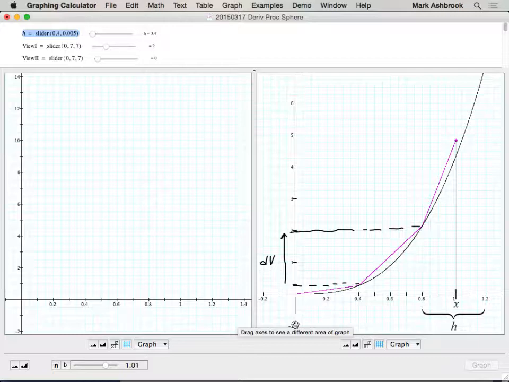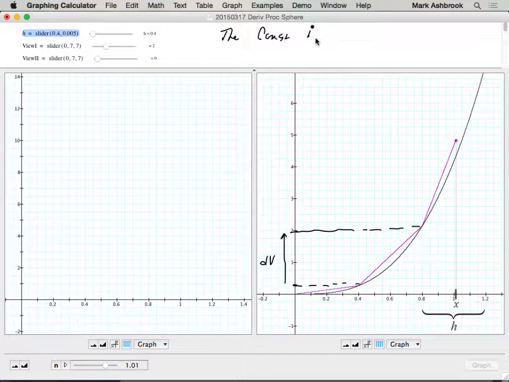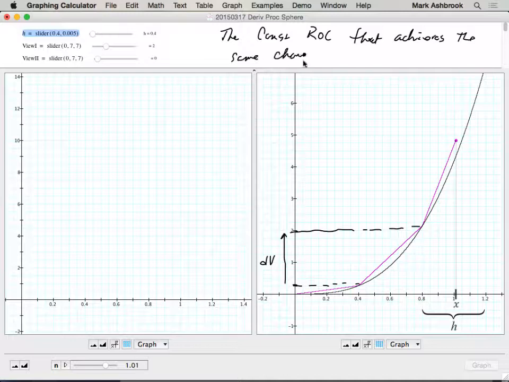And do we remember what we called that? Constant rate of change that achieves the same change in y as the original function is called, anybody? Average rate of change.